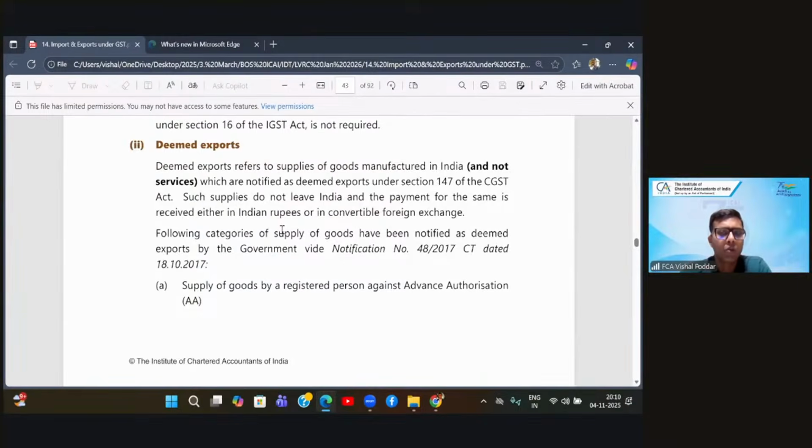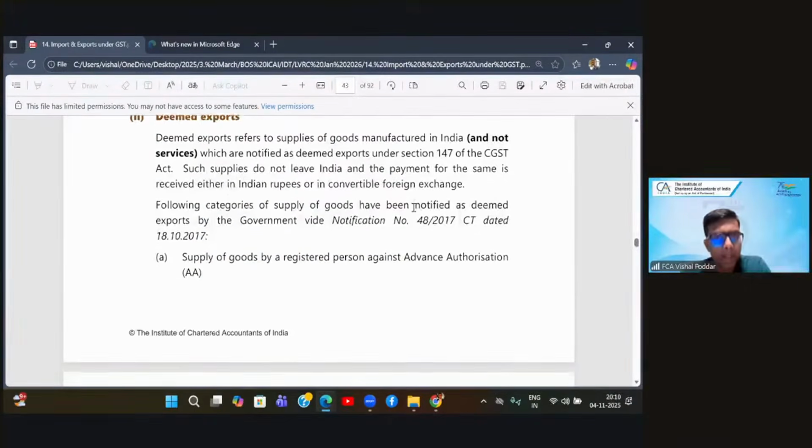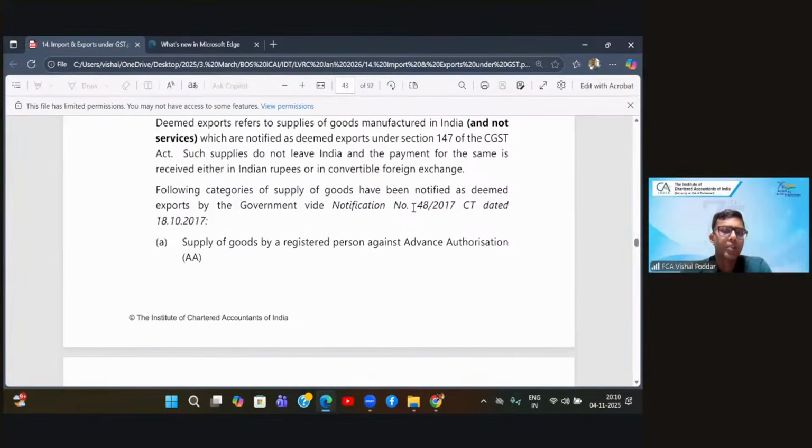They are the ones which are notified under Section 147. Most important, whenever you are engaged in any of these deemed exports, which are only these notified supplies, not any other supplies, the first point is that for these notified supplies there is no exemption. Let me make it clear. Deemed export does not mean you can make these supplies without payment of GST. In fact, regular GST will apply on these supplies.